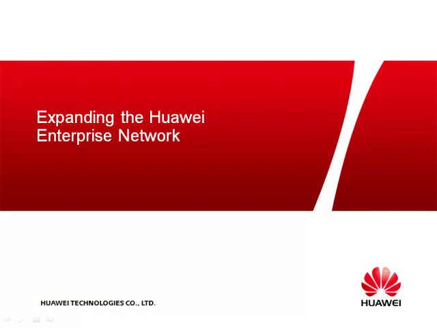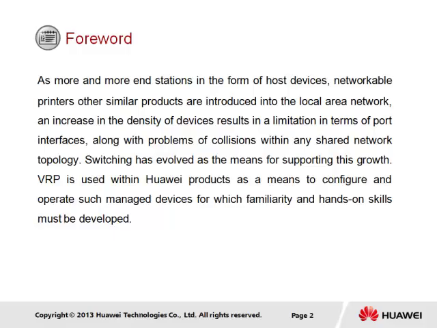This section looks at expanding the Huawei Enterprise network through the introduction of routing and switching products. So as more and more end stations in the form of host devices, networkable printers, and other similar products are introduced into the local area network, an increase in the density of devices results in a limitation in terms of port interfaces, along with problems of collisions within any shared network topology. Switching has evolved as the means for supporting this growth.